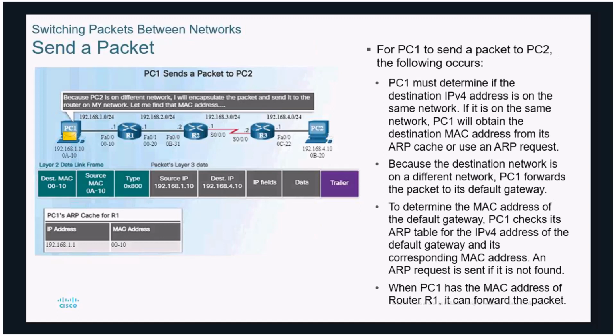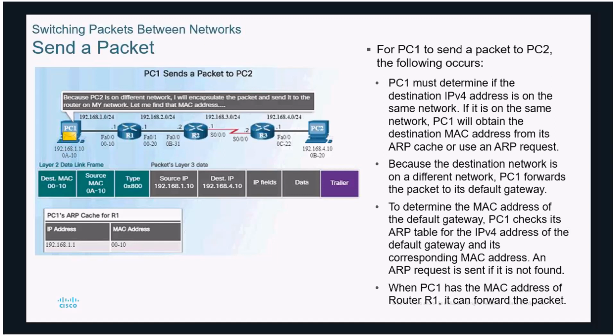So PC1 must determine if the destination IP address, 4.10, is on the same network as itself, which is 1.10. The problem is it's not on the same network. PC1 will obtain the destination MAC address from its ARP cache or use an ARP request.